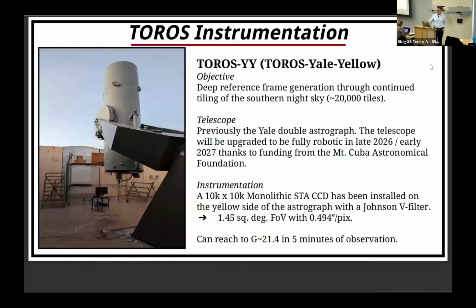There's 2 telescopes that we use. So to quickly describe the instrumentation, the first one is TOROS YY. It has this nice name because it used to be known as the Yale Double Astrograph.